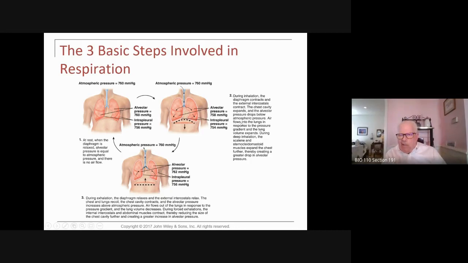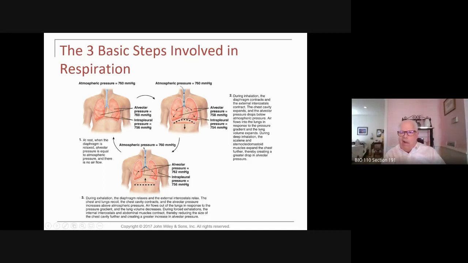When that happens, air flows into the lungs because of the pressure gradient. The lung volume expands. During a deep inhalation, the chest muscles expand, thereby creating a further drop in alveolar pressure. This is known as Boyle's law.